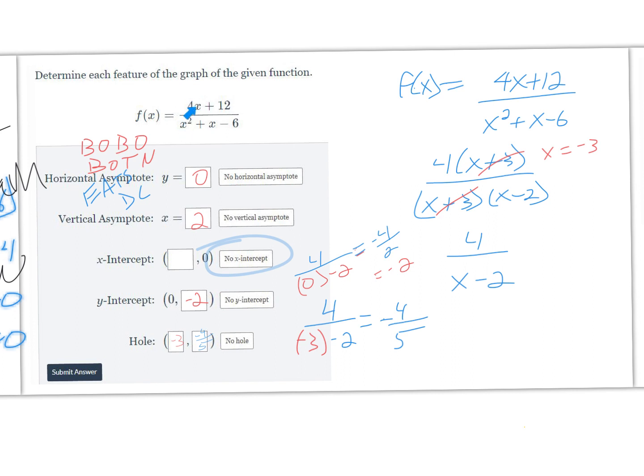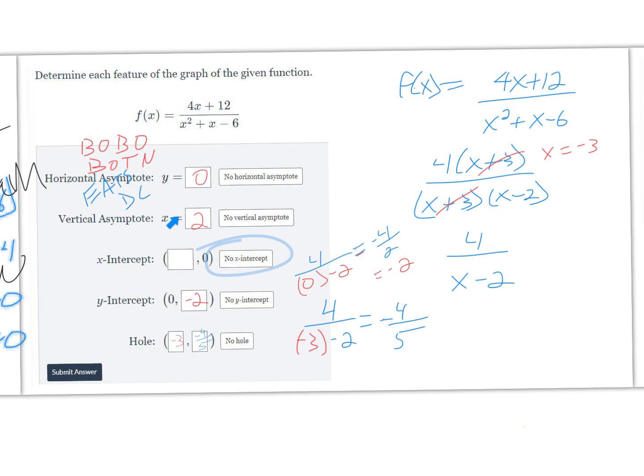And then, of course, if the degree is the same, then you just divide the leading coefficients, okay? In this one, notice we have an x squared in the denominator and an x to the 1 in the numerator, so this is what we would call big on bottom. So this O, the 0, y equals 0, that's our horizontal asymptote, okay?